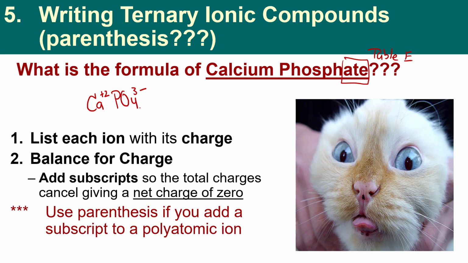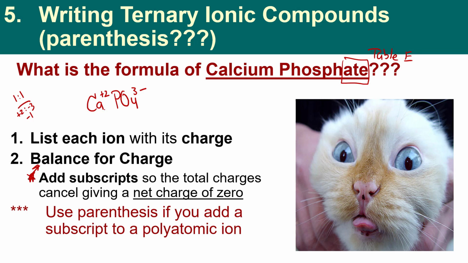So I have to ask myself, in a 1-to-1 ratio, are these creating a neutral compound? So I have +2 and I have -3. That makes this overwhelmingly negative. So that is not the case. So if your compound is not neutral right off the bat, you've got to balance for charge and add subscripts, so the total charges cancel, giving a net charge of 0.